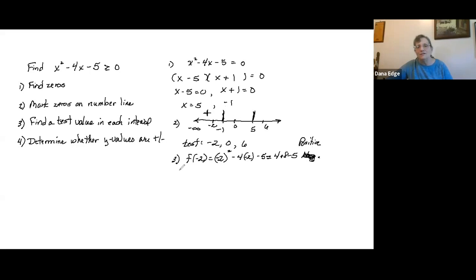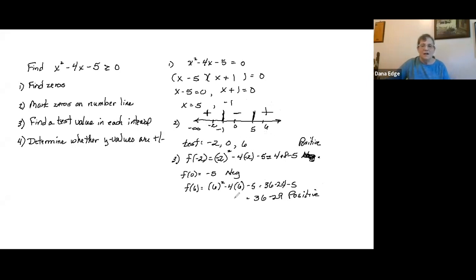When I plug in the 0, that's going to be -5, which is a negative. And then f of 6 is 6 squared minus 4 times 6 minus 5, 36 minus 24 minus 5 would be 36 minus 29, which is positive. So everything here is going to give me a positive.